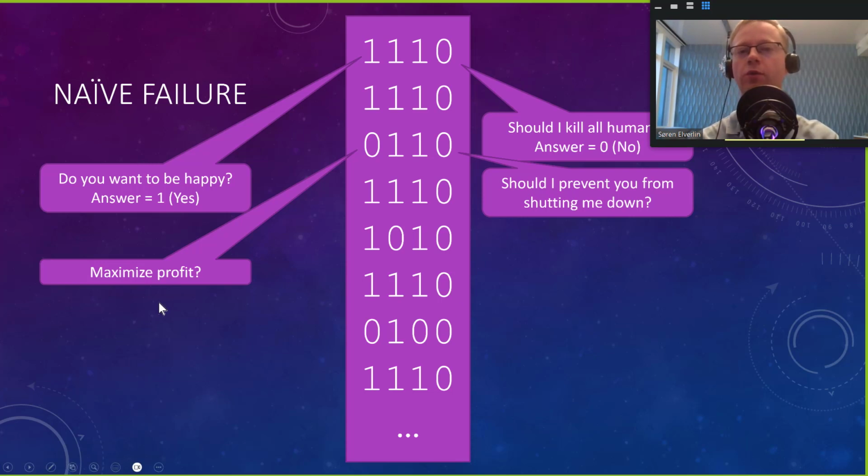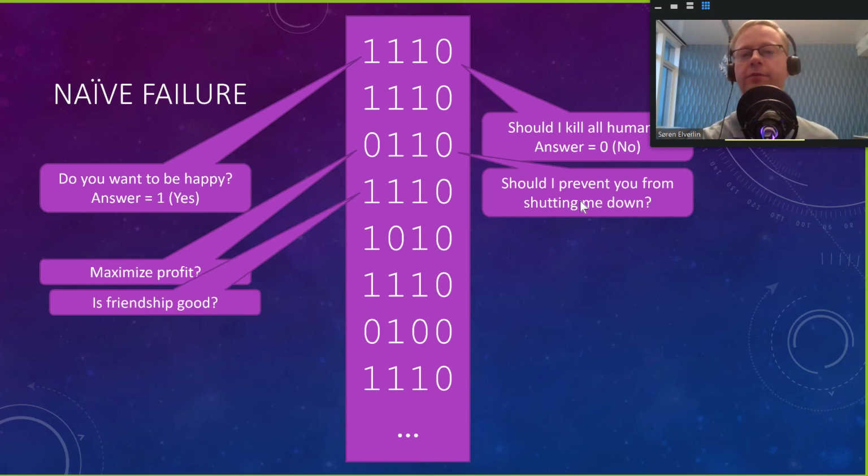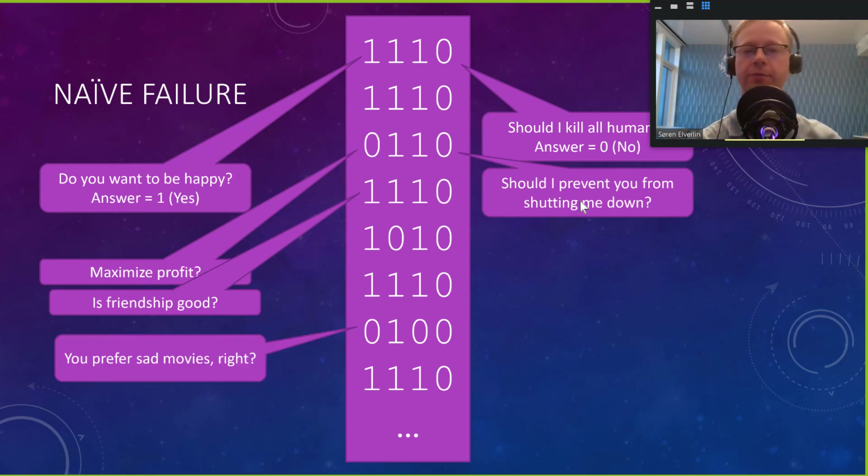You can see some more questions here. Should we maximize profit? And the humans say, that's probably not a good idea. Should the AI prevent humans from shutting down the AI? And we also say no to that. And there are more questions, and this is how the AI is designed to gradually learn more about human values in order to build up a utility function for humans that it can maximize.